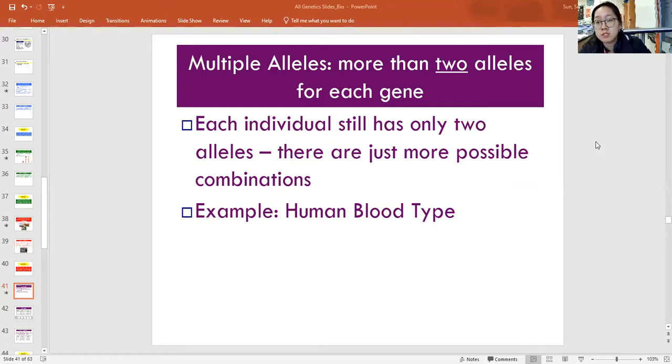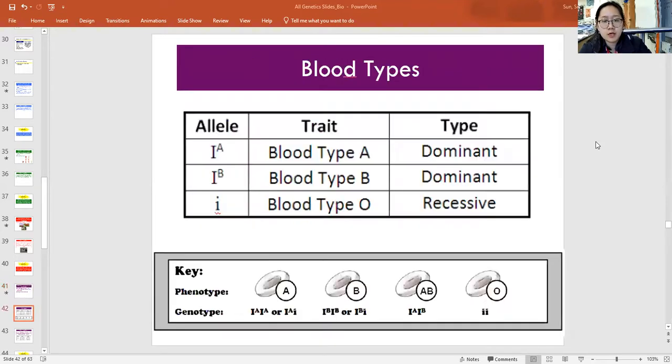However, keep in mind that since there's only two chromosomes each time, you're only going to be taking two alleles at a time. Okay, but the possibilities are more than two, and that's the difference. Okay, so like I said, each individual still has only two alleles. There's just more possible combinations because there's more than two to choose from. Okay, so the example we're going to work on is human blood type.